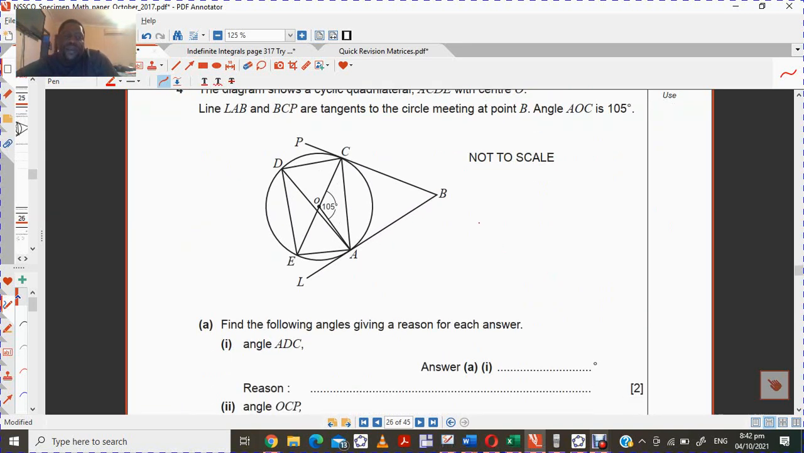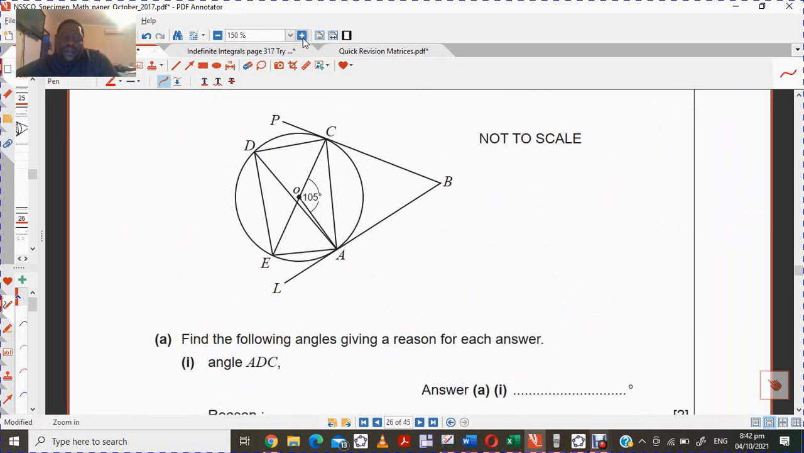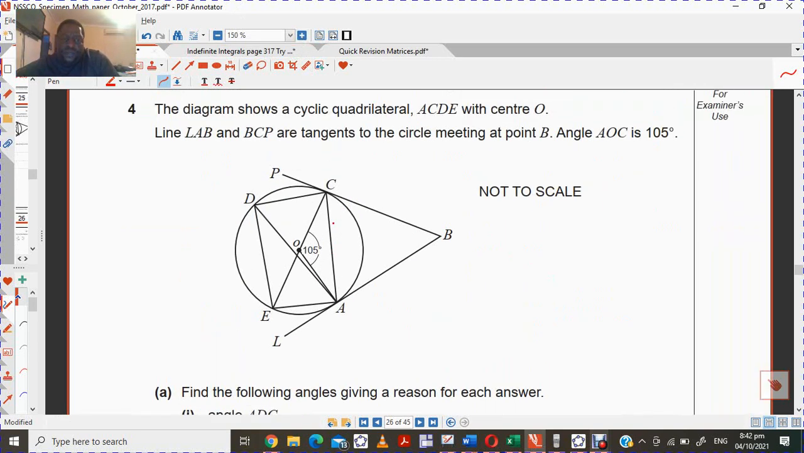Now, this is a very interesting question. Maybe I'll just make the diagram a bit bigger. Okay, the diagram shows a cyclic quadrilateral. So cyclic quadrilateral is a quadrilateral that is touching the circumference at 4 places. Okay, things are flying around here. Okay, it's summertime here in Namibia, but well, let us see.